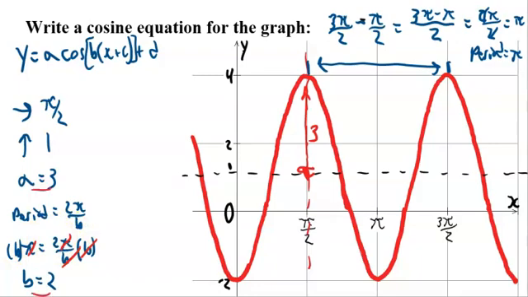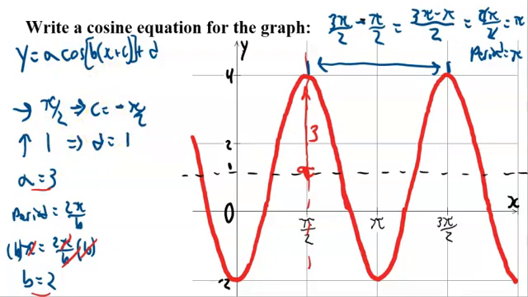Okay, A is 3. So if we're shifting it right, pi over 2, a right shift means this is negative. So C equals negative pi over 2. And if we're shifting it up 1, then D equals 1 here. Okay, so we got them all.